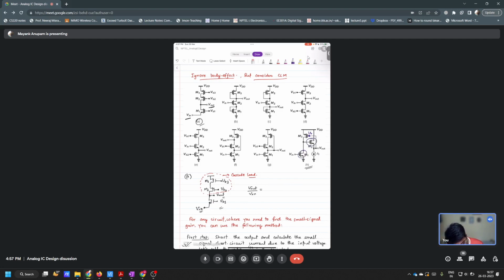The output resistance of this common drain amplifier is what? Simply 1 over gm2, isn't it? When this connection was not there. Now what did we do? We simply added this negative feedback connection. Because of this negative feedback connection, the output resistance of this guy went down by the factor of what? Loop gain. What is the loop gain by the way in this case? Where is the loop?